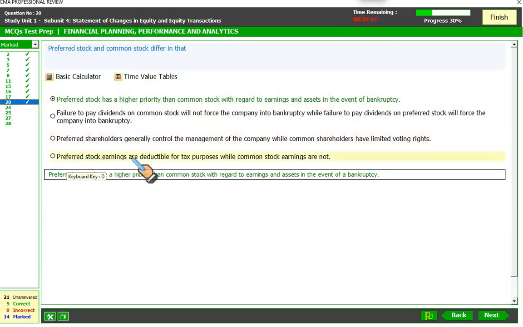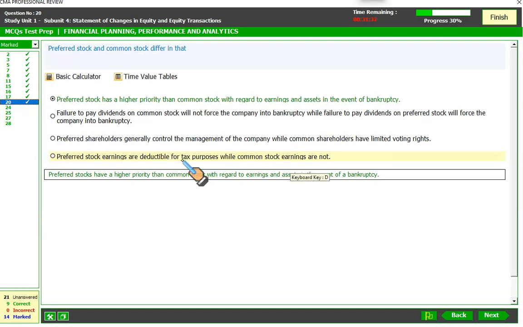Preferred stock earnings are deductible for tax purposes, while common stock earnings are not. This is wrong. Dividends are not tax deductible, whether they are preferred stock dividends or common stock dividends. Only interest payments to our bondholders are tax deductible.